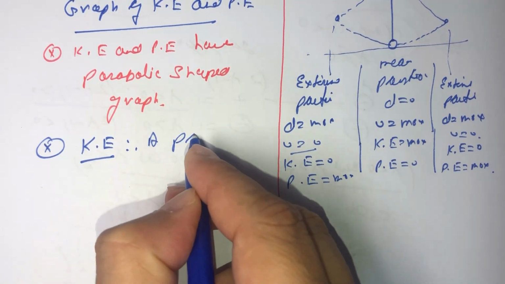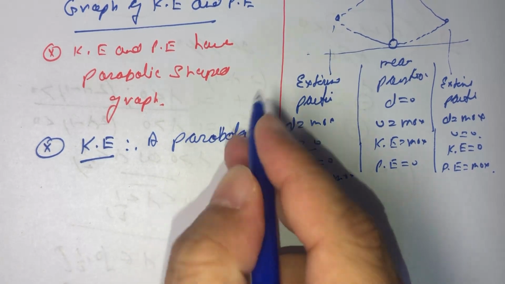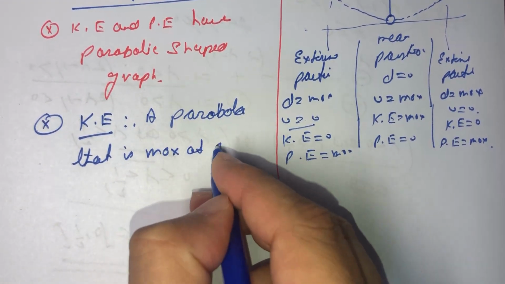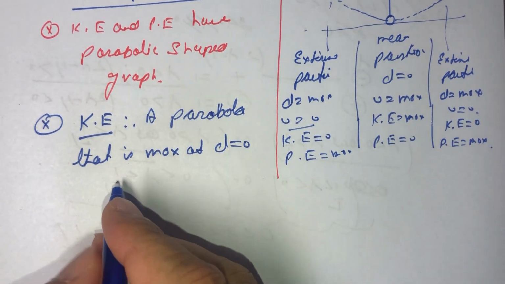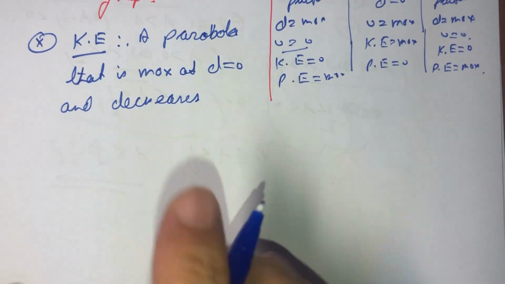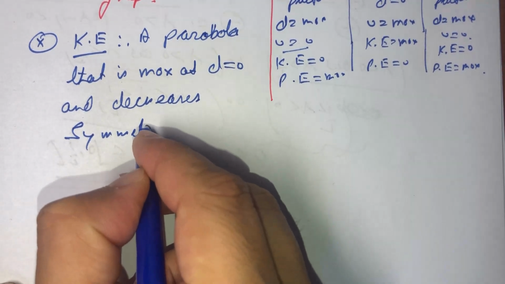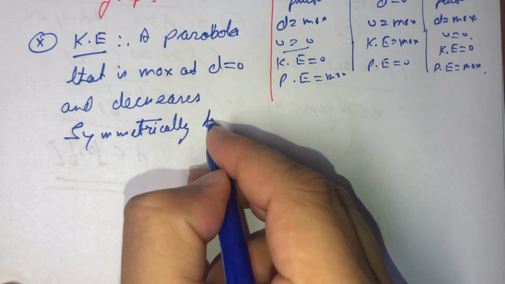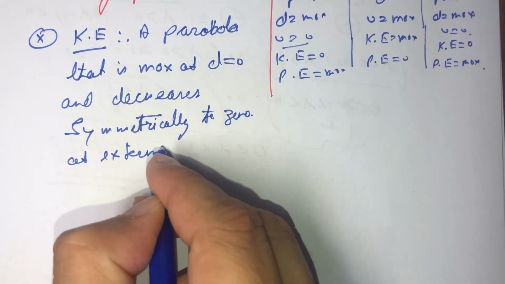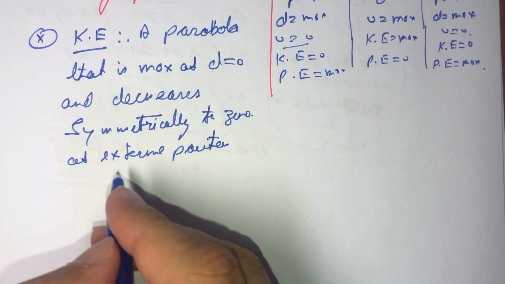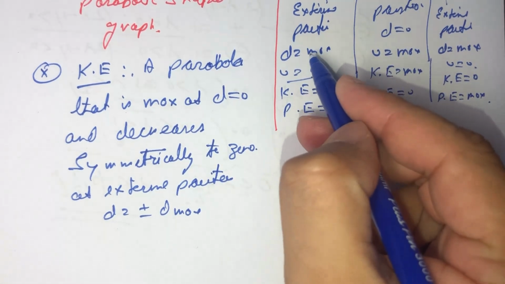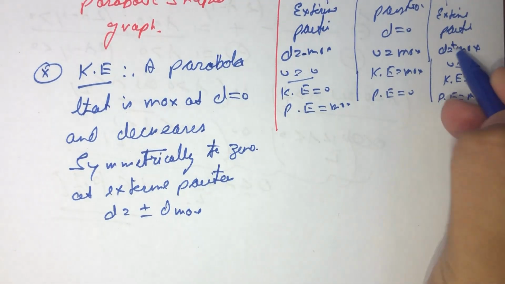So we can say a parabola that is maximum at d is equal to 0, which is the mean position, and decreases symmetrically to 0 at the extreme position, where d is equal to plus minus d max. So we can say this will be our left side, we take it as minus d max, and the right side we take as positive d max.